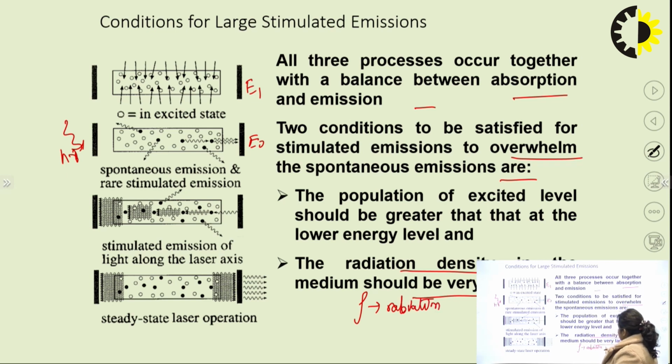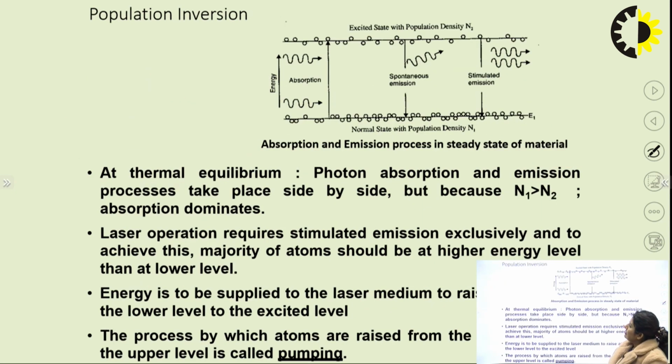The radiation density should be very large. This radiation density factor must be large enough so that there will be more emission of electrons. Next, we have the basic principle on which the laser, or the lasing action, is based. It is called population inversion.